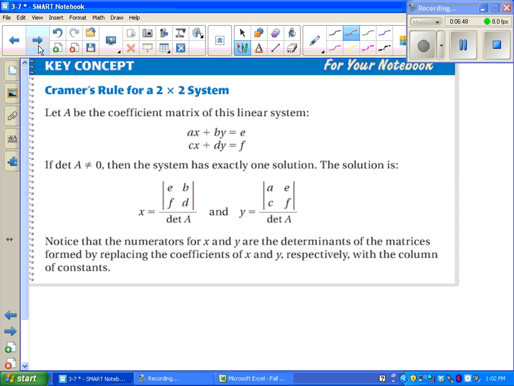But you do have to be able to fill in the numbers. You have to know where to get the E, the B, the F, the D. You have to know how to find the determinant of A, and so on. You have to be able to, in other words, use these formulas. I won't make you memorize them, unless I tell you otherwise in class.